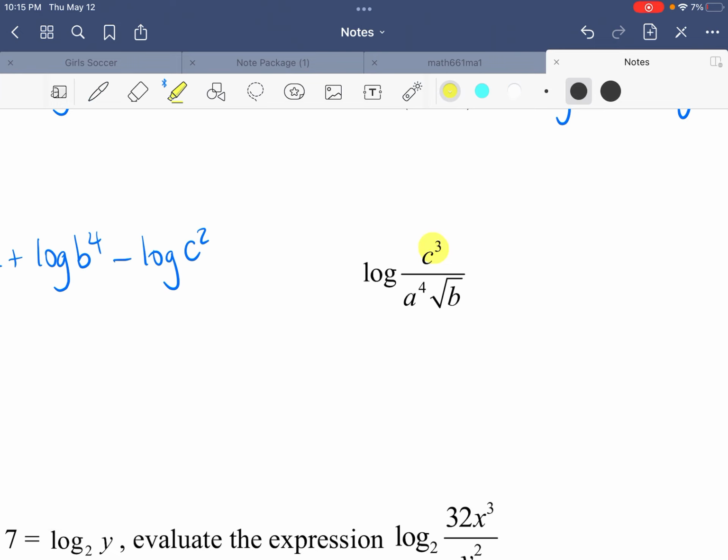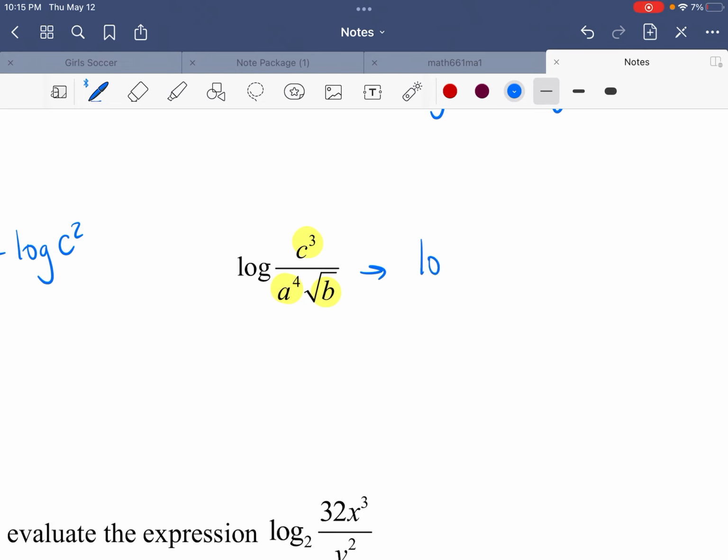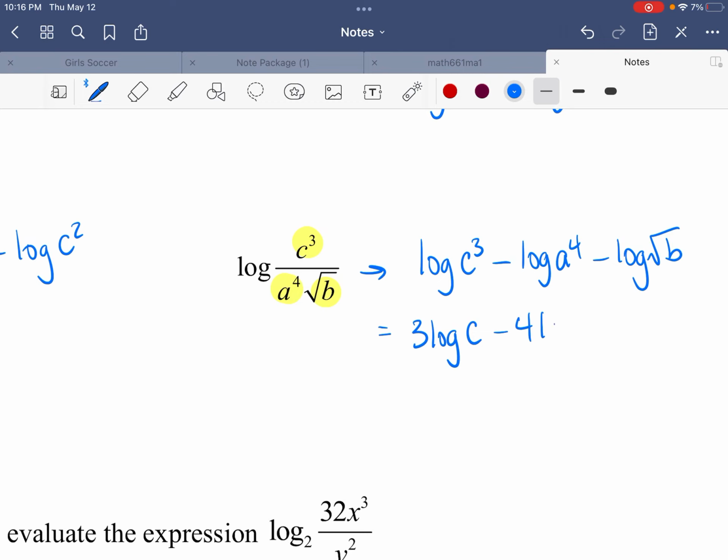Again, we have three parts, the c cubed, the a4, and the root b. So separating that into separate logarithms, start with your numerator, and you're going to subtract the other two. Now cleaning this up or rearranging, you could write it like this, where you bring down your exponents.